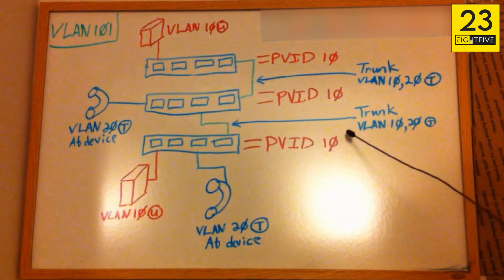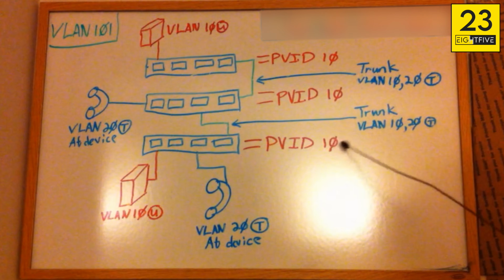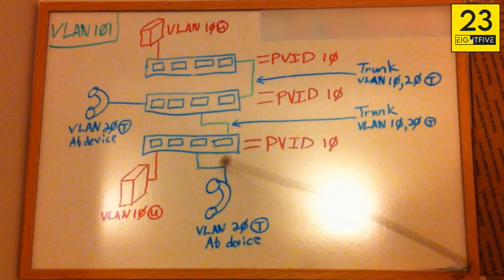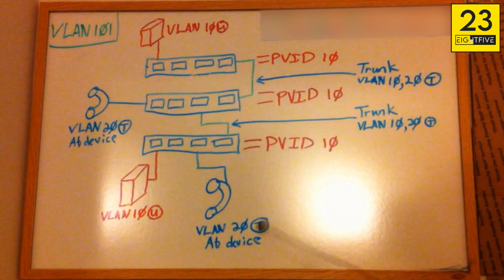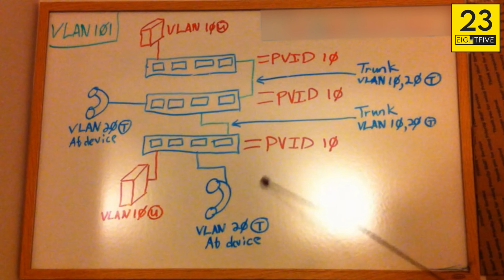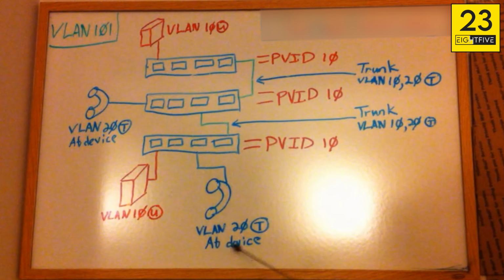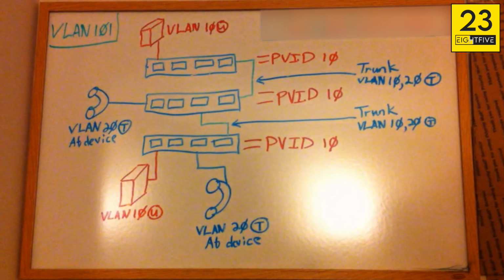So on all the switches, every single port is set to a PVID of 10, and it's untagged, so that any device plugged in is automatically defaulted to that VLAN unless it's set at the device to be tagged on VLAN 20. So when I plug this phone into any one of these ports, it'll automatically say, hey, I've got a VLAN 20 tag, and it'll pass that data across as need be.